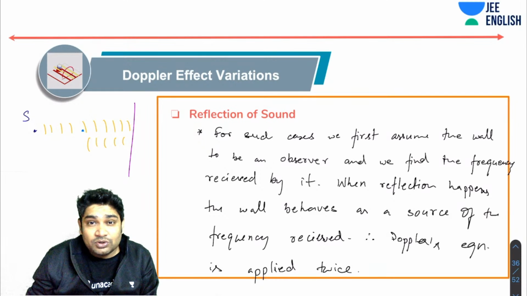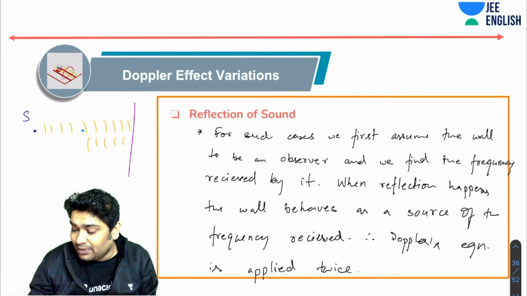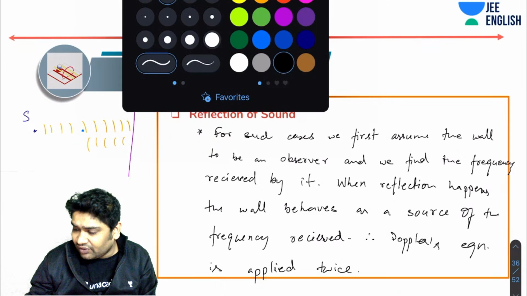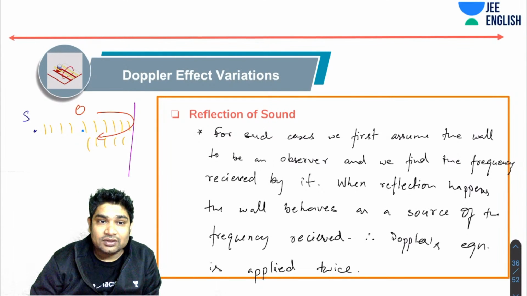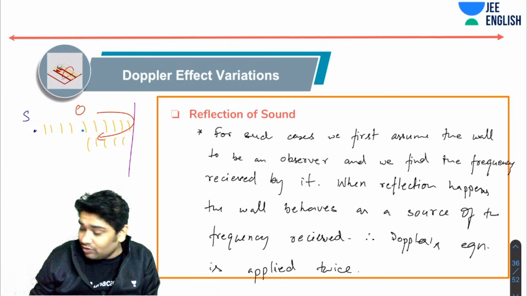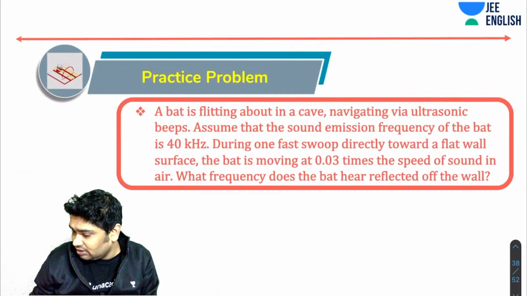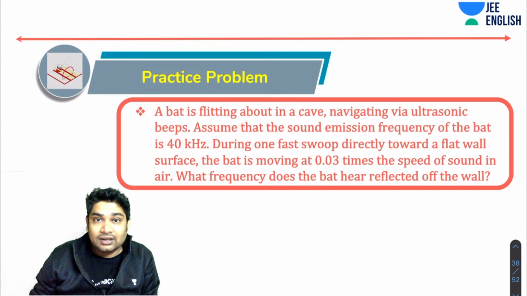So you apply the Doppler equation twice, and finally you figure out what is the frequency that is reaching the observer here after getting reflected from the wall. That is the ultimate aim. So why don't we try this problem.